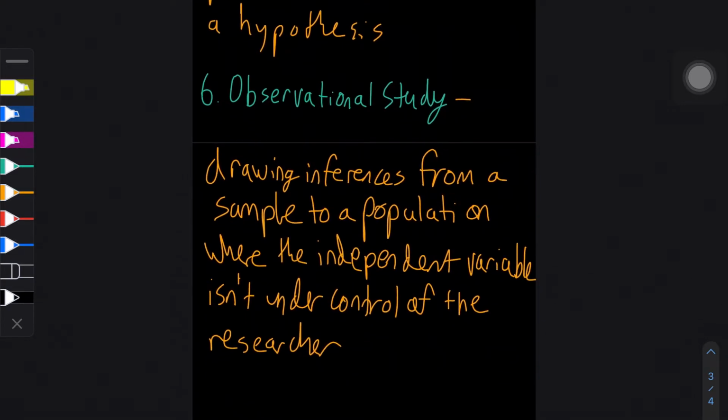Number 6, observational study, drawing inferences from a sample to a population where the independent variable isn't under control of the researcher. This is just if you're looking at something and observing it, that means you're not going to have any impact on how the test is made, how the design of the test goes. You're just looking at results from previous experiments. All right, sound good? All right, let's get into it.